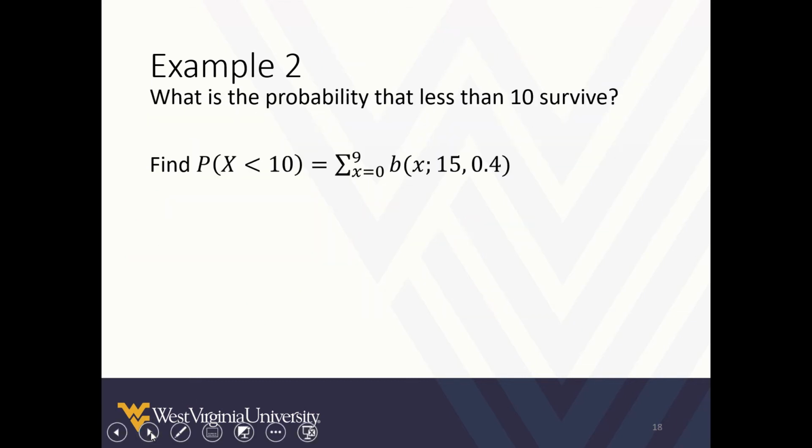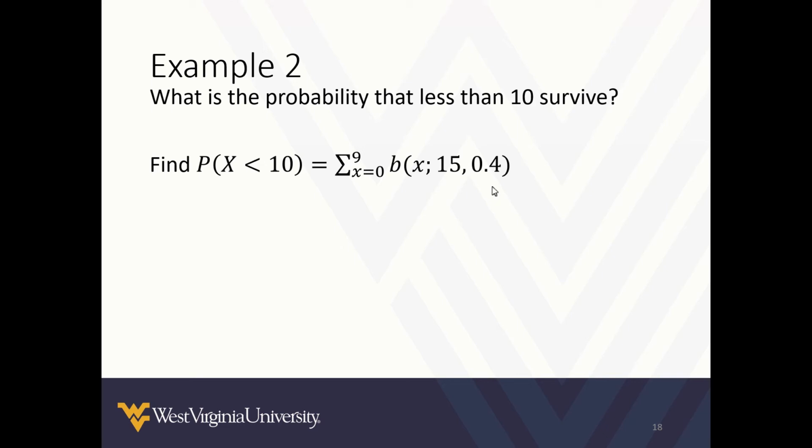Let's extend this. So what is the probability that less than 10 survive? So in this case, it would be the probability that x is less than or equal to 9. Now, in this case, our formula provides for a situation of exactly X equals x. So what you're going to have to do is a summation, in this case of x equals 0 to 9, where our sample size is 15 and our probability of success is 0.4.